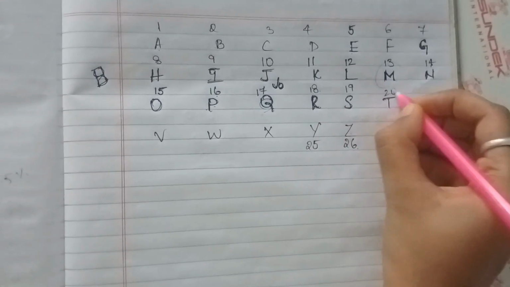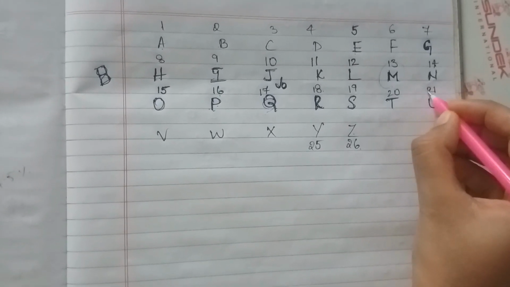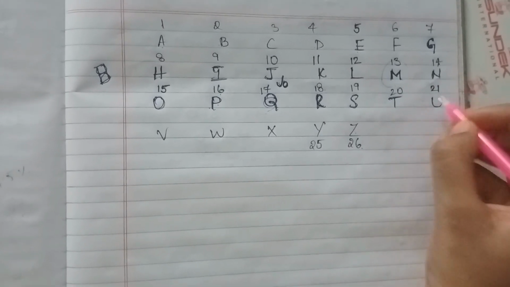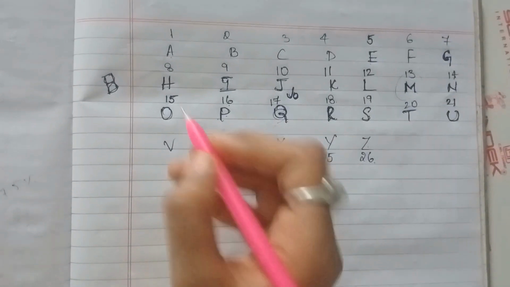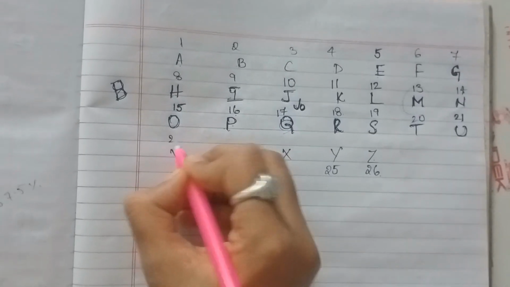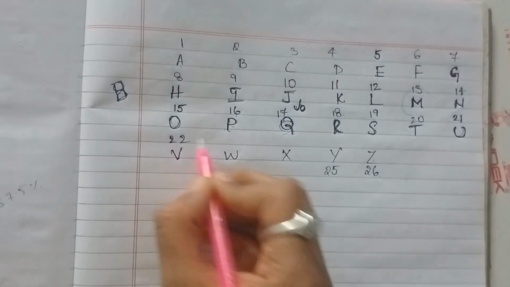And T is T20. You can also remember it like this. And for U also, I do not have any trick for you to remember. So you can remember U as 21 and S as 19. That's all. You have to learn it by heart. And V is for victory. So 22, we can show it like this. So 2 and 2, victory.